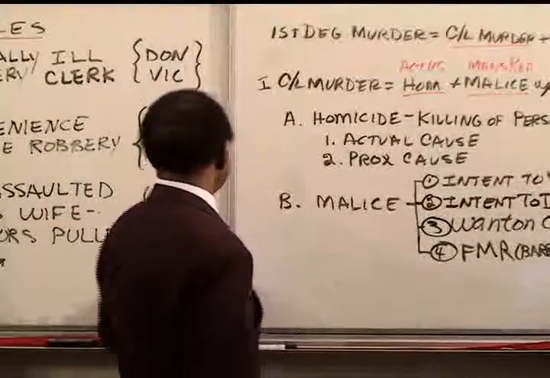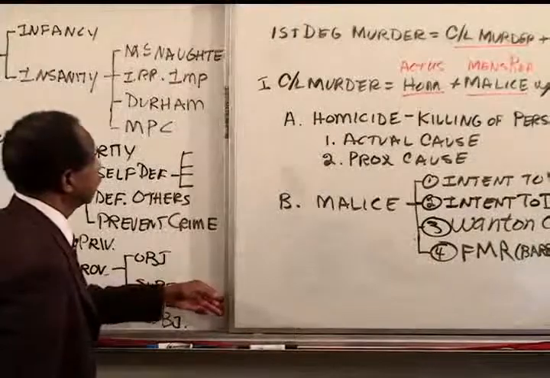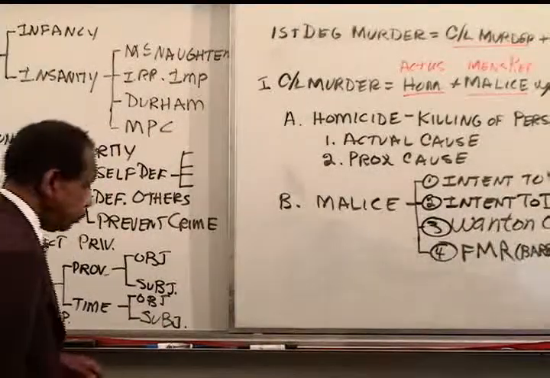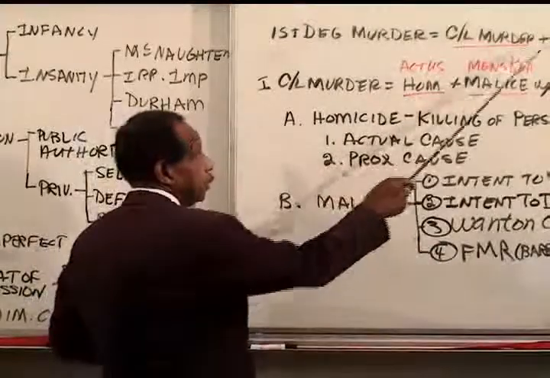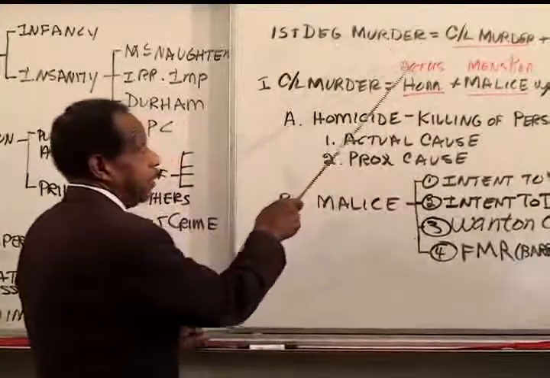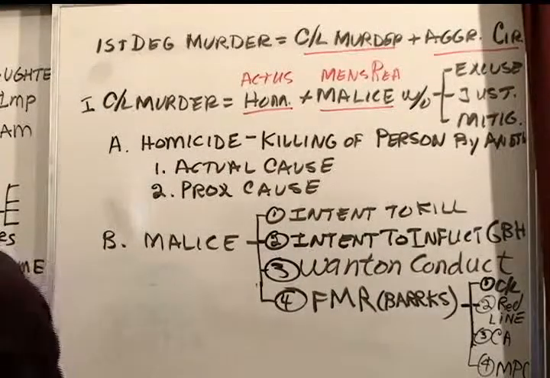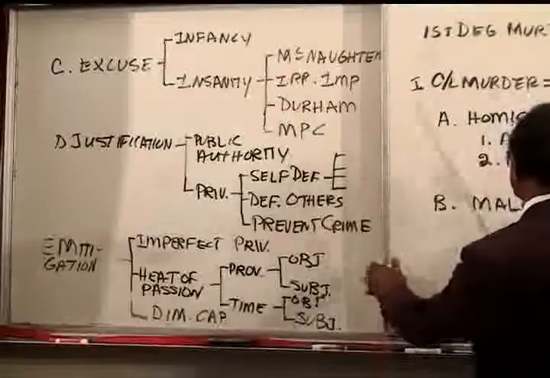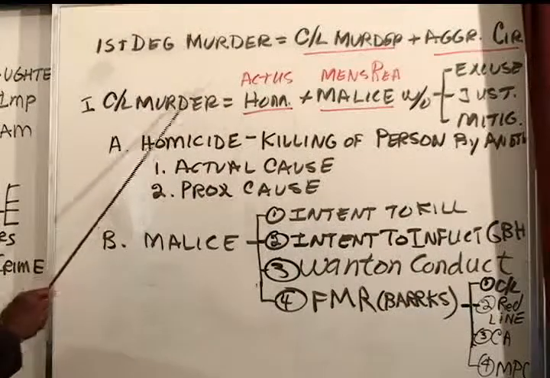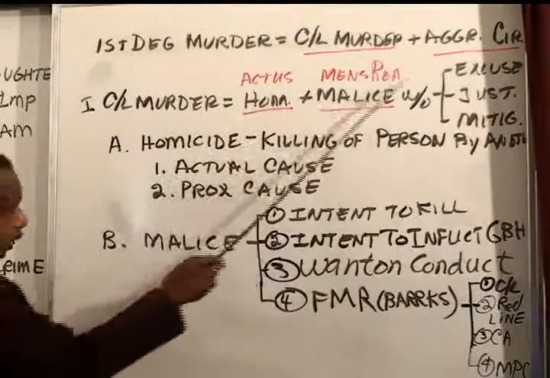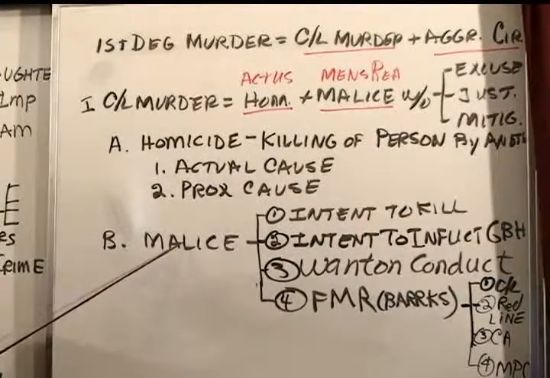If this person is charged with first-degree murder, to find first-degree murder, we have to find common law murder with aggravating circumstances. Can you find common law murder against the crazy clerk at the grocery store? Well, let's see. Common law murder is homicide with malice without excuse, justification, or mitigation. You have the homicide, obviously. Do you have the malice?